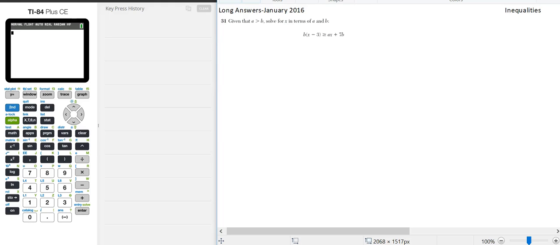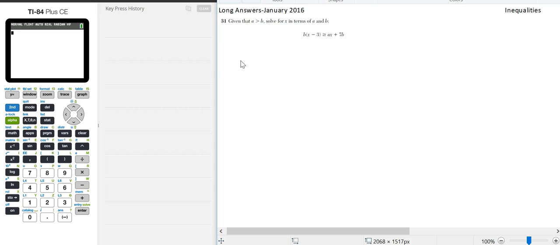This is question number 31 from the January 2016 Algebra 1 Regents. Given that a is greater than b, solve for x in terms of a and b. Now we have b times (x minus 3) is greater than or equal to ax plus 7b. Now it looks like it's very unimportant that a is greater than b, but it's going to turn out to be very, very important later on when we're solving the question.